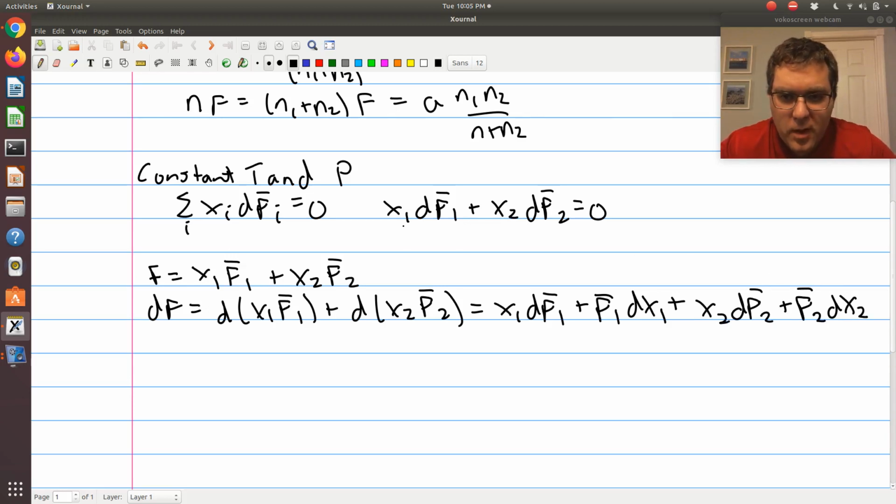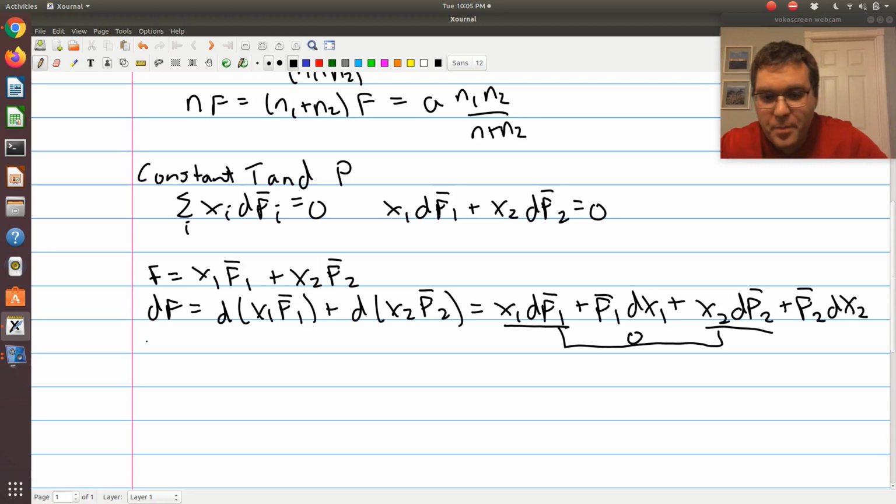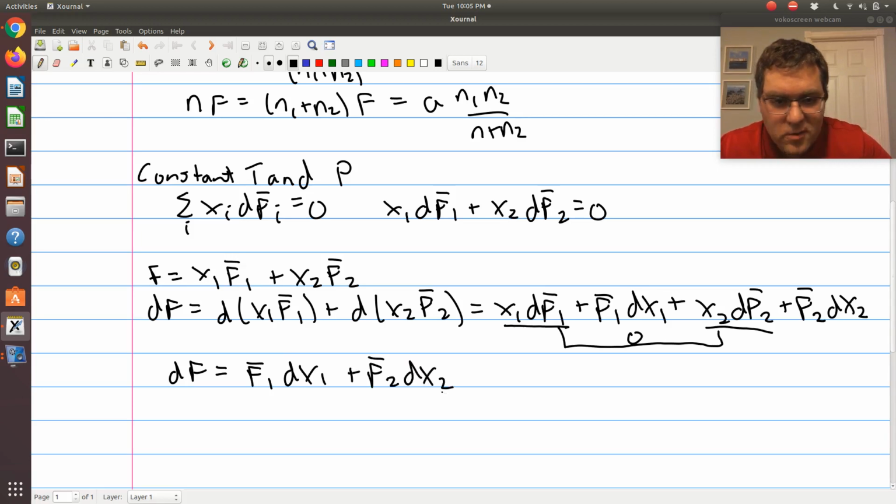Now looking back at my Gibbs-Duhem equation for my binary system at constant temperature and pressure, we have x1 dF bar 1 plus x2 dF bar 2 equal to 0. In my differential of F, which I just worked out, I see I have x1 dF bar 1 and x2 dF bar 2. So via the Gibbs-Duhem equation, the sum of these two terms has to be equal to 0. And so that leaves us with dF just equal to F bar 1 dx1 plus F bar 2 dx2.